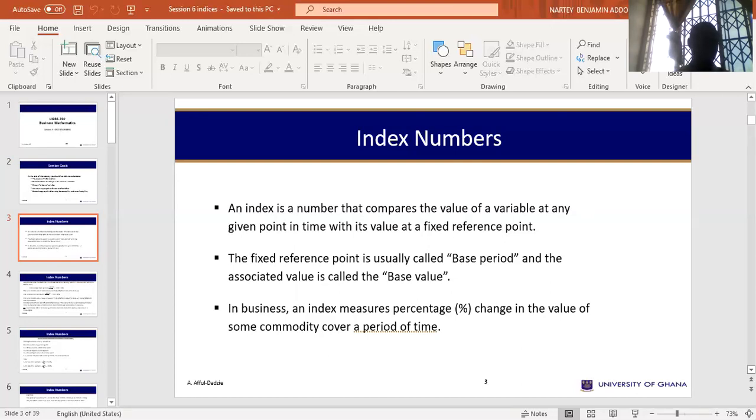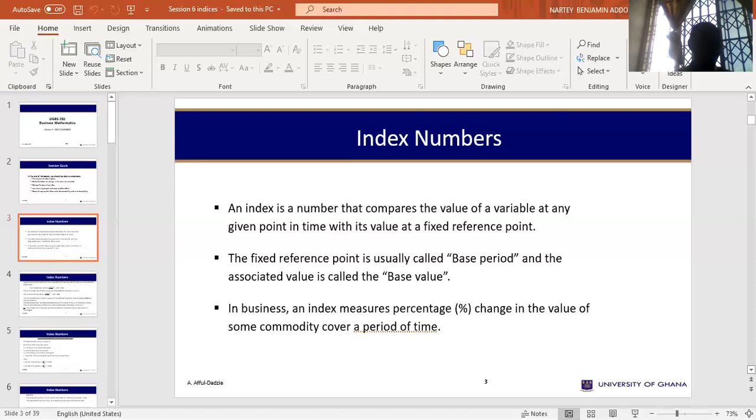So we have Milo, we have milk, we have sardine, we have tomato, and so on. So commodities over a period of time. Now, this may be a price index or a volume, and volume can also be expressed as what? Quantity index. So it is not price indices or quantity indices. It's an index, not indices.